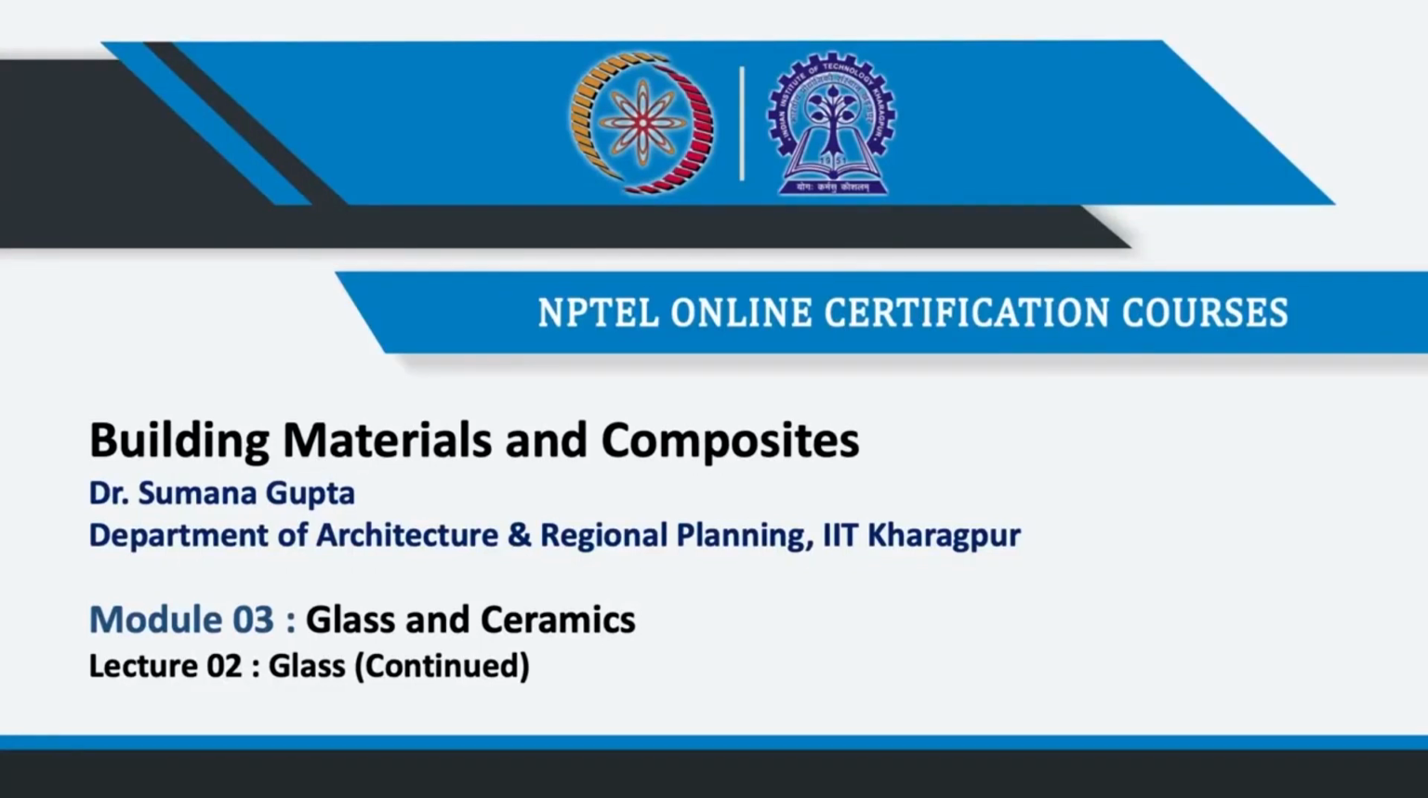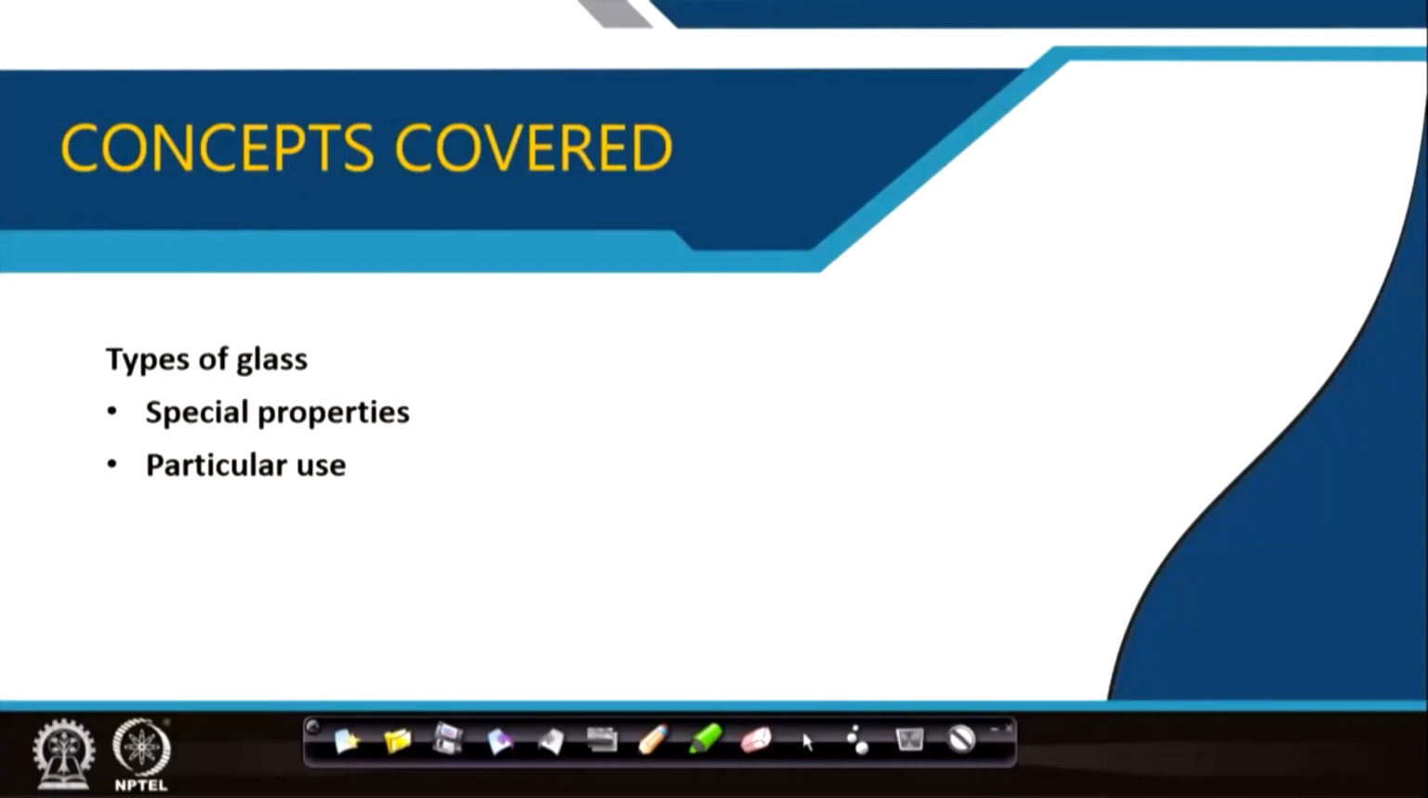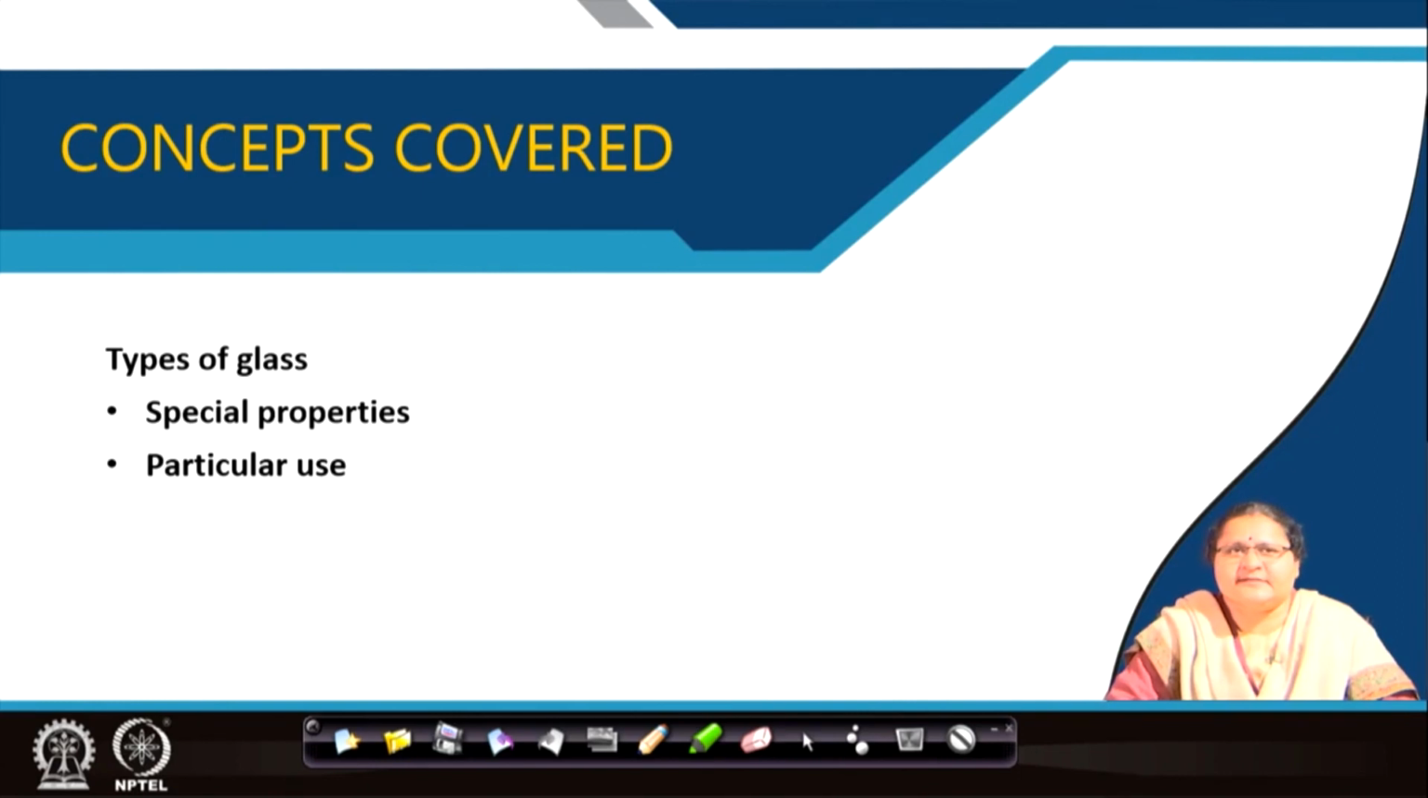So, we come to lecture 2 of this module 3, where we will elaborate mostly on the types of glass, which you as architects should know. We will mostly concentrate on the types of glass, their special properties and their particular use, so that you can recommend proper glass wherever you are going for some particular or special use.